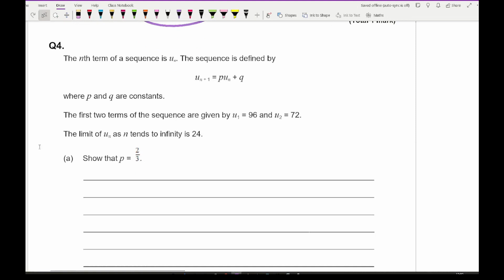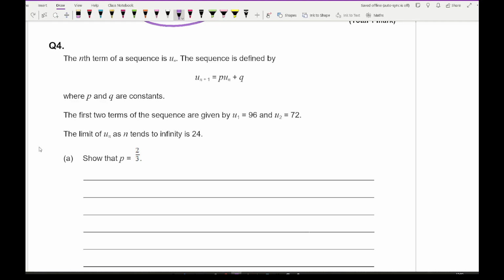Moving on to question 4, it says the nth term of a sequence is un. The sequence is defined by un+1 equals p un plus q, where p and q are constants. The first two terms of the sequence are given by u1 equals 96 and u2 equals 72. The limit of un as n tends to infinity is 24. Show that p equals 2/3.